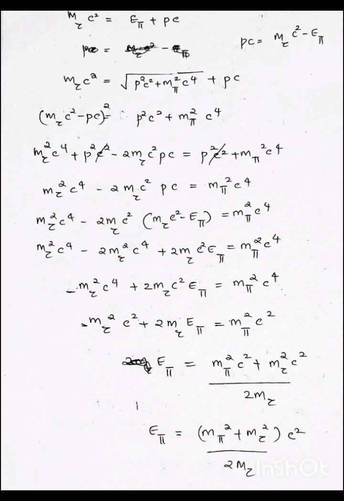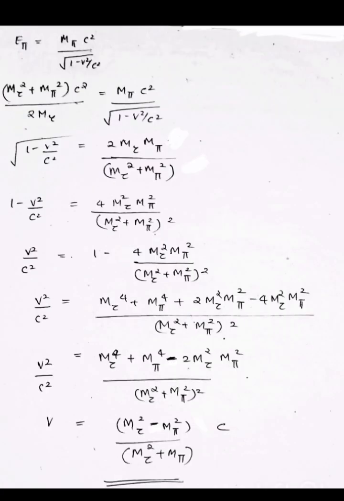So this is the answer. So here we get the energy of E pi like this. Now we need to find the velocity of E pi. For that we need to write the value of E pi as, we know that E pi is equal to m pi c square divided by square root over 1 minus v square by c square.